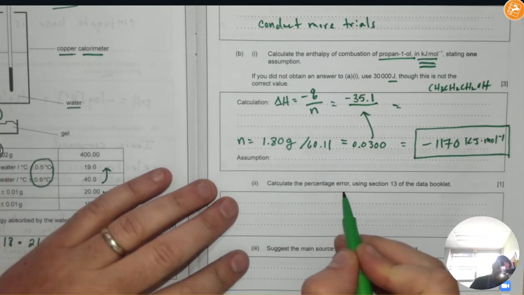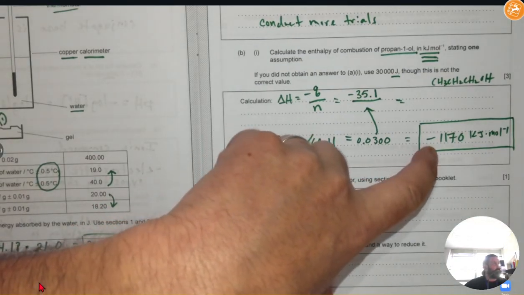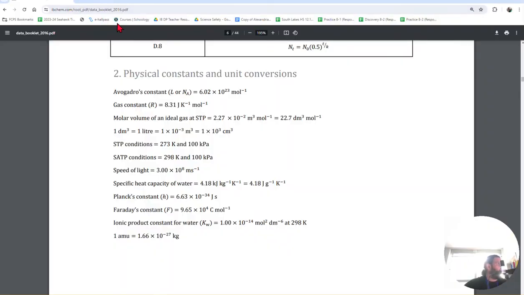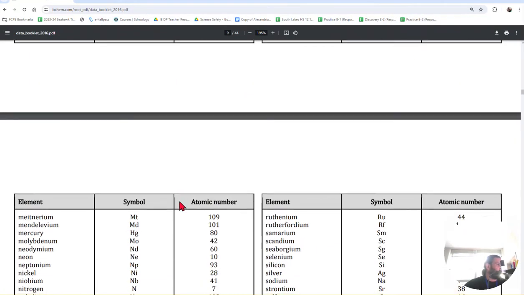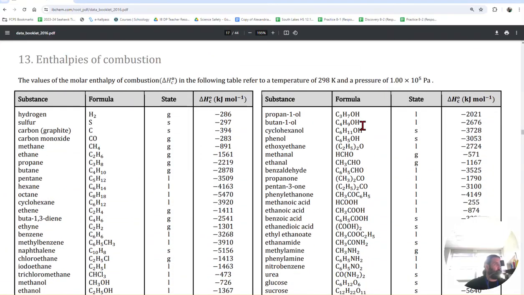All right, so calculate the percentage error using section 13. So we just calculated experimentally the enthalpy of combustion. So when we go to table 13, what you'll see is the literature values for enthalpy of combustion. Yay, there we are. So this is propanol, there it is. The literature value is 2021. So if we want the percent error, it's the opposite of percent yield. Okay, so let's do the percent yield and then just subtract from 100. So that is 2021. I'm just going to write this down here so I don't forget the number.